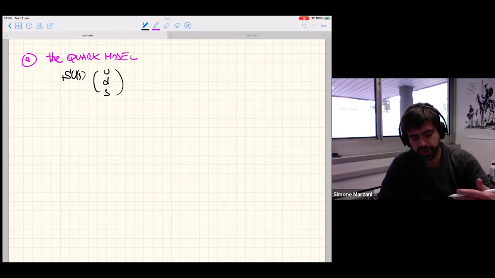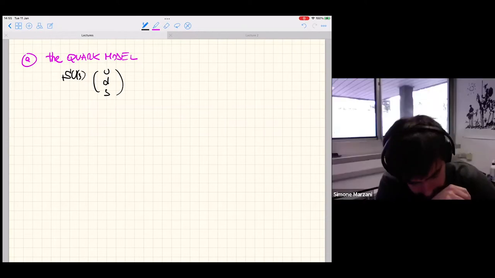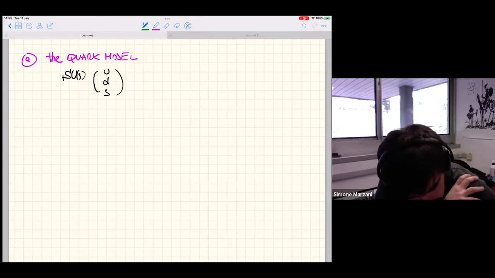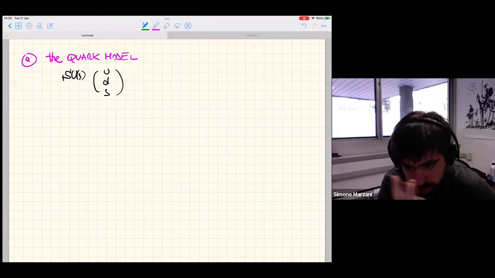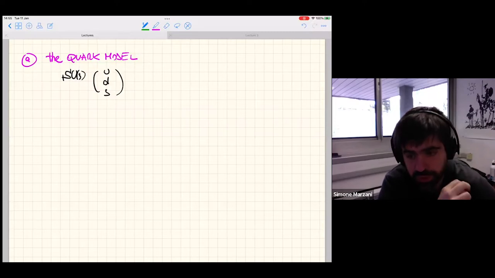And then you can go on. You can ask yourself what happens if you put the charm quark in it, and then you have to build the representation of SU(4), and so on and so forth. A very interesting point of the quark model has to do with how to solve the problem of the delta baryon.